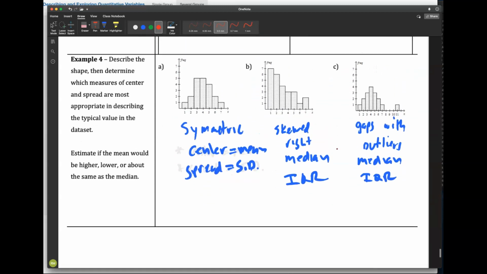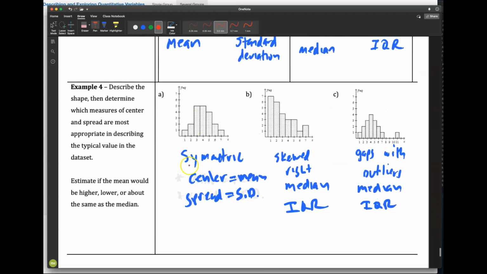The last example is looking at the data and asking which measures we would use. Symmetric, so the center is your mean and your spread is standard deviation. These are skewed here, so you're going to use median and IQR. And then you have gaps, and this is with outliers, so in this case you're going to use median and IQR to describe the data. That's what we would do.